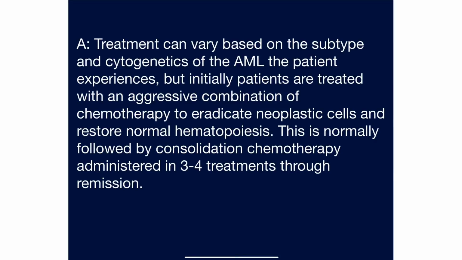You are wrong, Brandon. Treatments for acute myeloid leukemia can vary based on the subtypes and the cytogenetics of the AML the patient experiences. But initially, patients are treated with an aggressive combination of chemotherapy to eradicate neoplastic cells and restore normal hematopoiesis. This is normally followed by a constellation of chemotherapy administered in 3 to 4 treatments through remission.